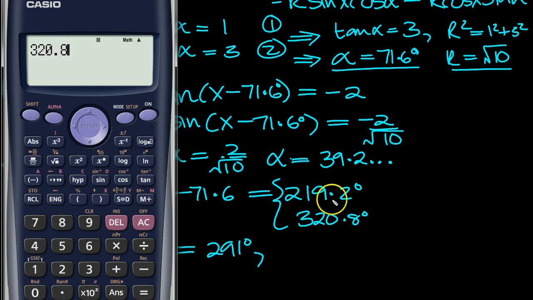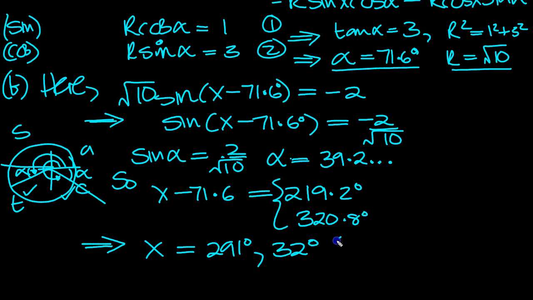320.8, again plus 71.6, equals 392.4. That's past our full circle, so we need to go back one full turn. So minus 360 to bring it back in range. The equivalent angle is 32.4, so that's just 32 degrees. That's to the nearest degree, which is what the question asked us for.